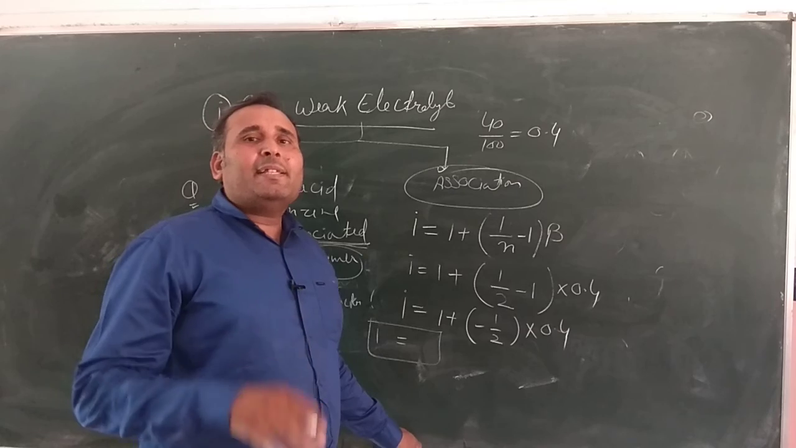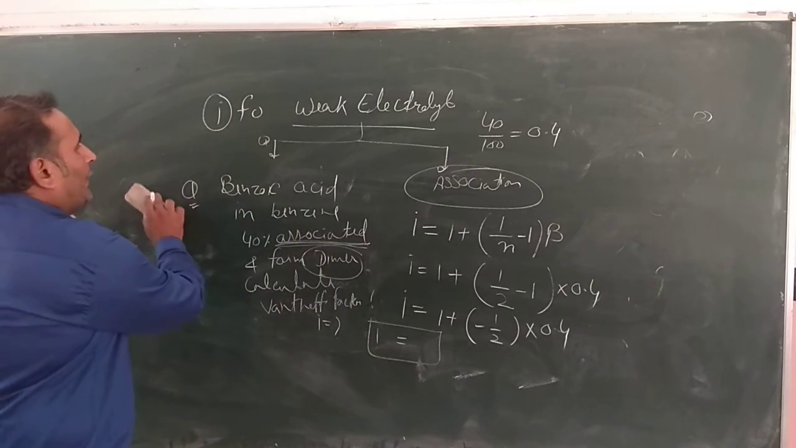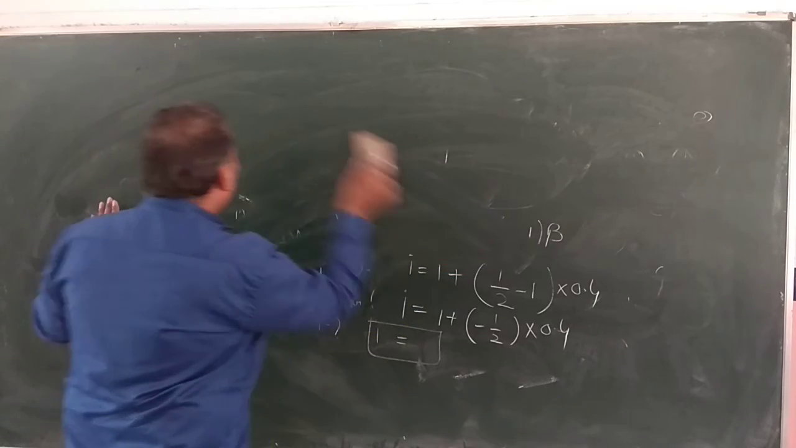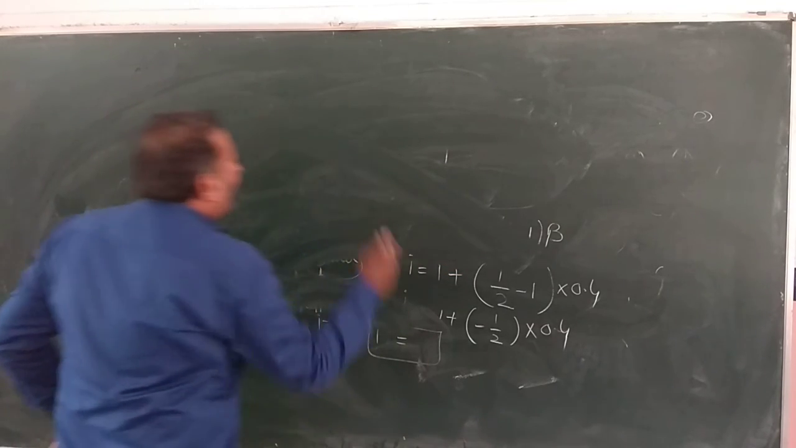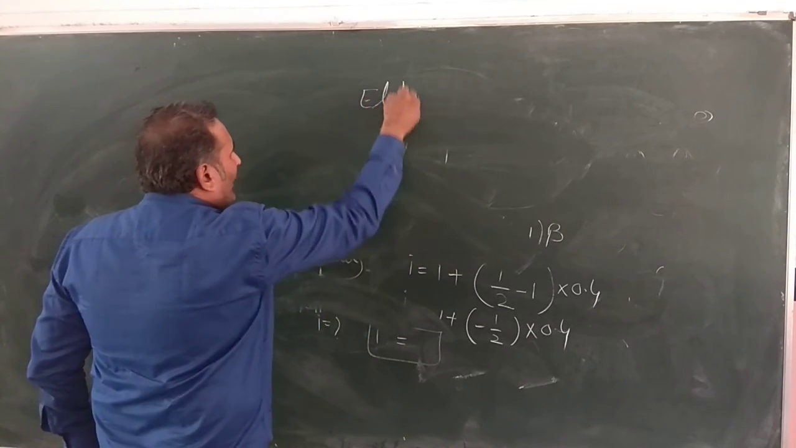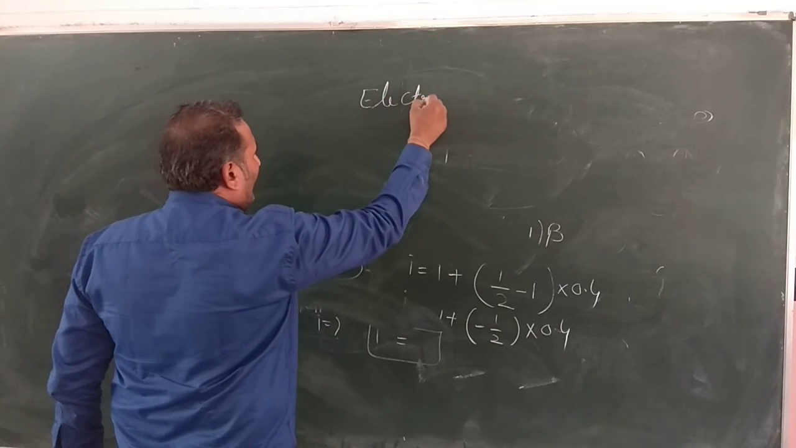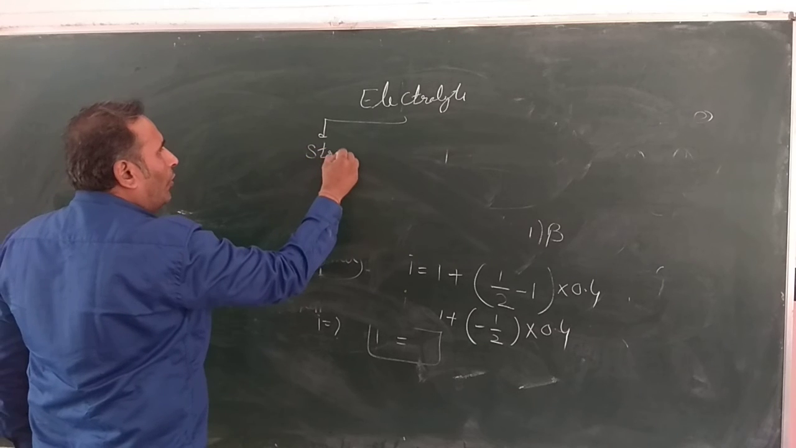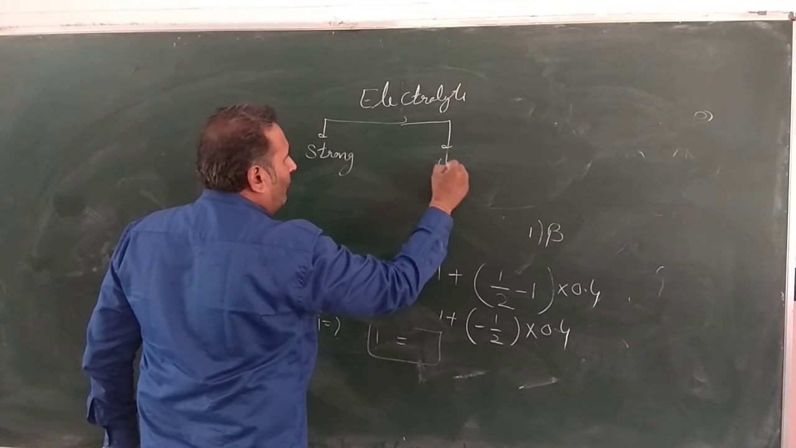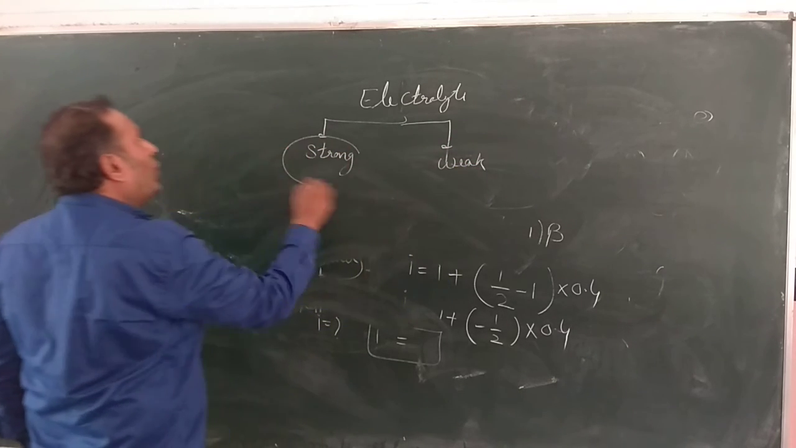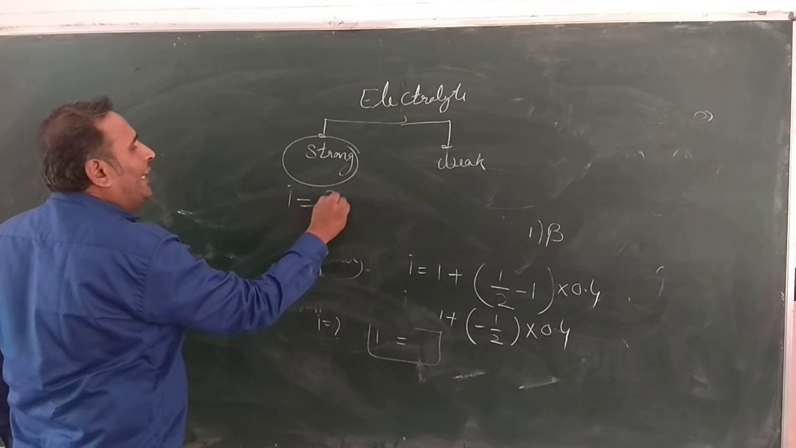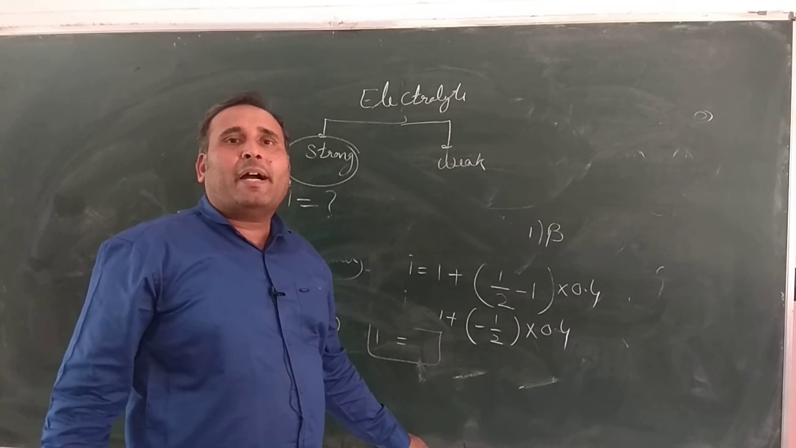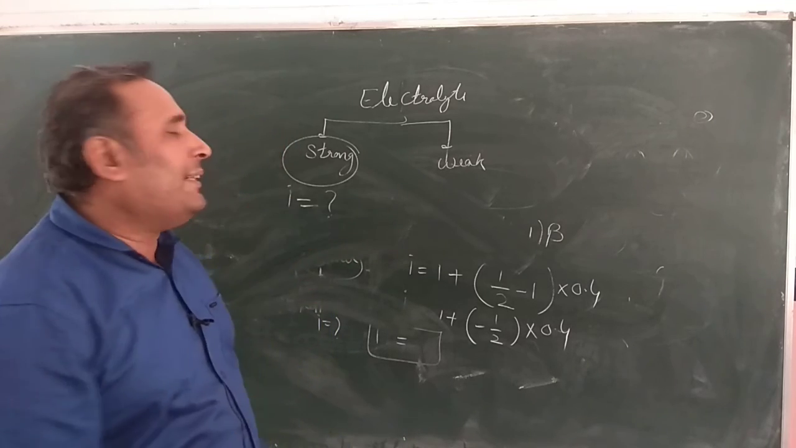सो सिंपली आई एम समराइजिंग व्हाट आई हैव डिस्कस्ड दैट फॉर स्ट्रॉन्ग इलेक्ट्रोलाइट, electrolyte may be of 2 types, strong or weak. For strong electrolyte, we directly calculate van't Hoff factor by the number of ions which is produced by the ionization of 1 mole of that electrolyte.